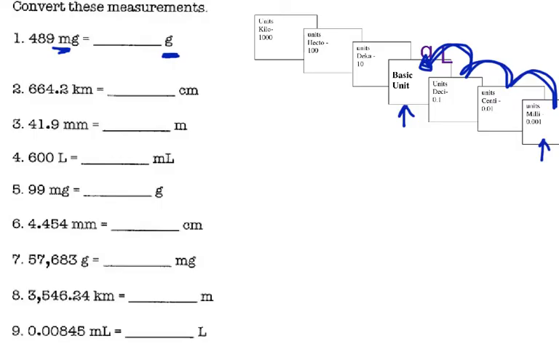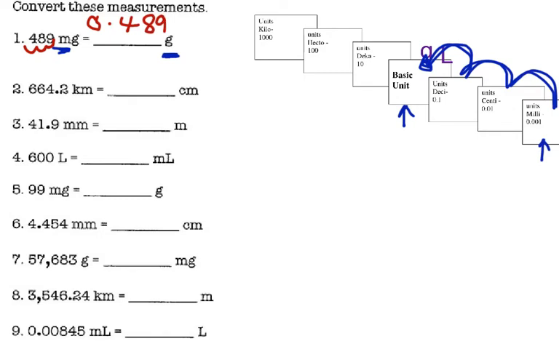Okay, that makes sense because milli represents dividing by 1,000. So when we move our decimal 3 places to the left, and originally we had 489, right? So we're going to move 1, 2, 3 places to the left. We will get 0.489 grams as our answer. And we're done, all right?